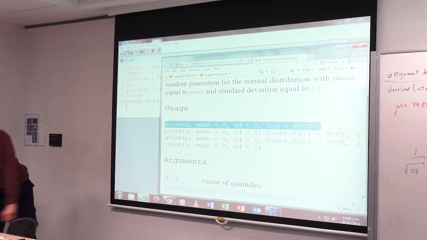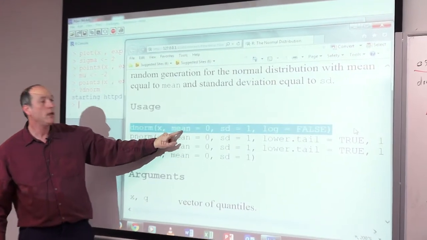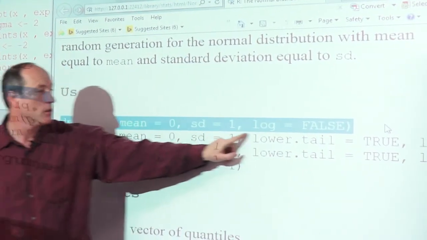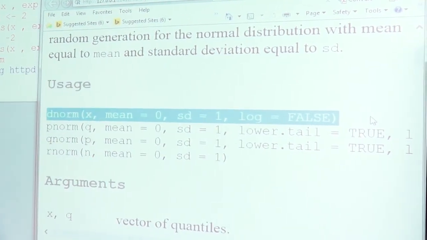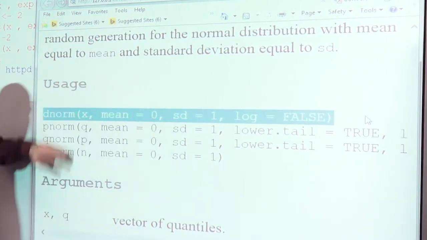There it is. dnorm. x is the horizontal axis. Mean, which sometimes you call mu, sometimes you call mean. Standard deviation, log equals false, which I'll not cover. It just returns the log of the density, that's all. So we've got a nice little help page here.